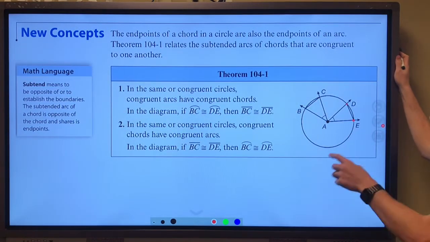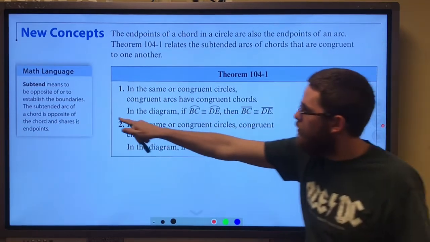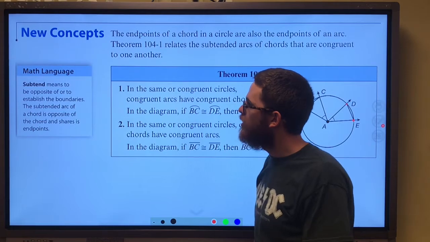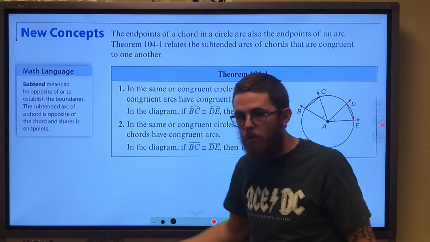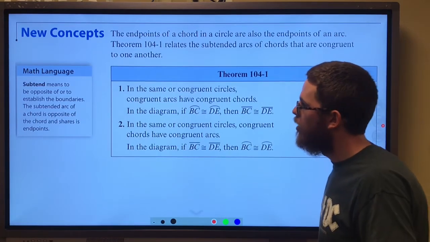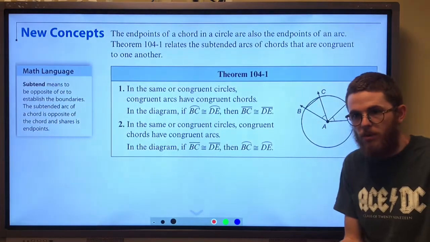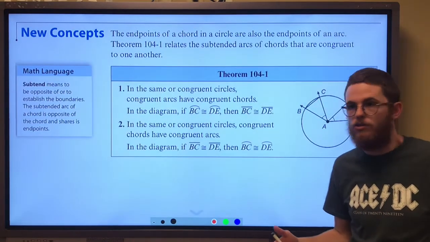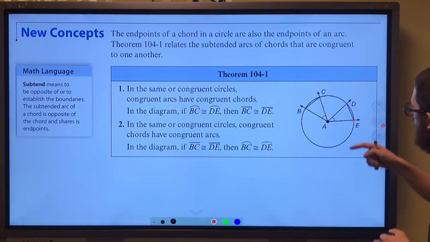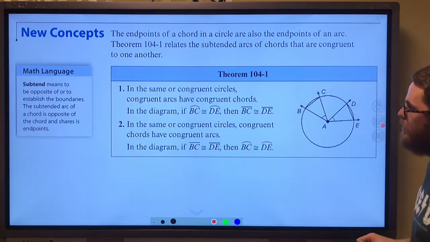And this theorem right here relates the subtended arcs. Now, subtended, remember, means to be opposite of or to establish the boundaries of something. The subtended arc of a chord is opposite of the chord and shares the endpoints. So to subtend, we're talking about being bound by the same endpoints, essentially. The chord and that arc are subtended. They're bounding each other right there.